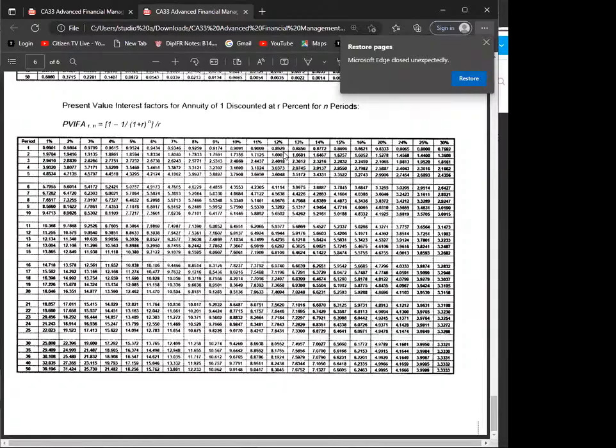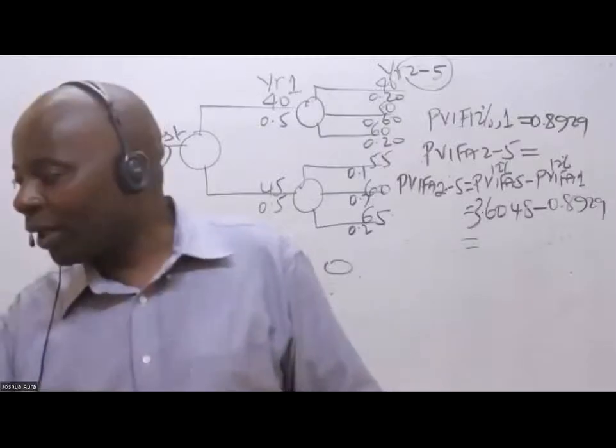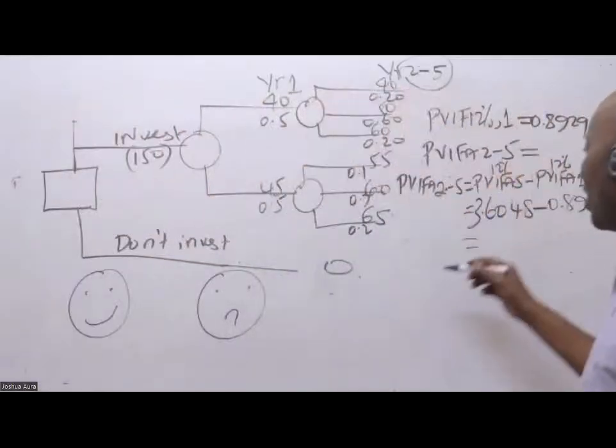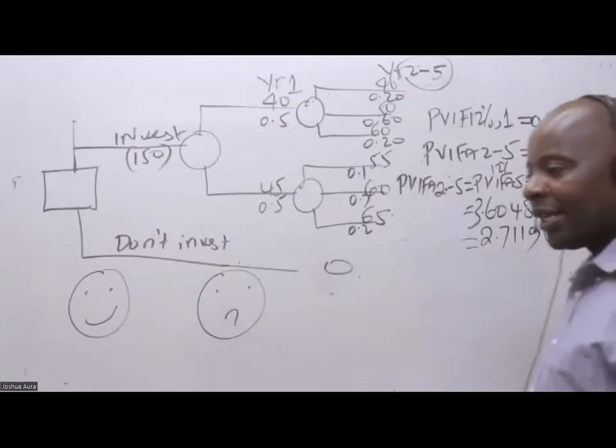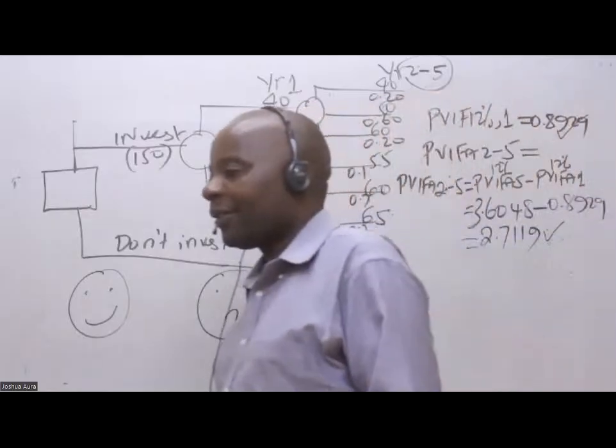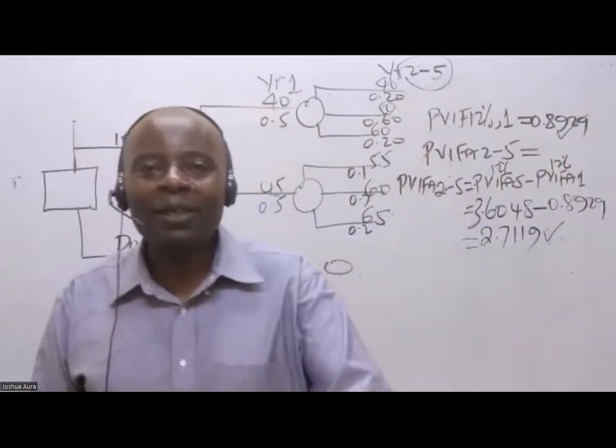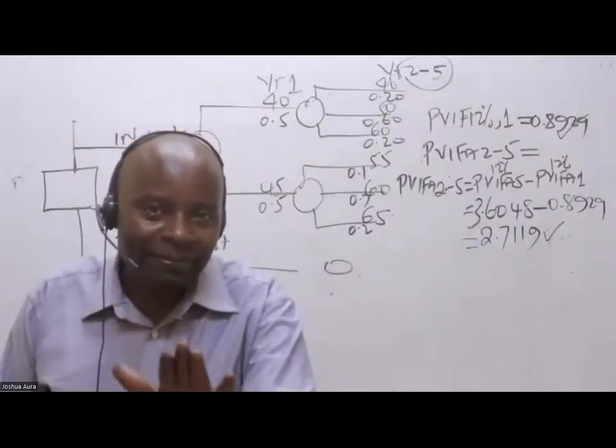You guys are bright. I'm so sure. So the net is 2.7119. And remember, I had shared with you this marking scheme. So you must have realized that the examiner gave you some 0.5 mark there.